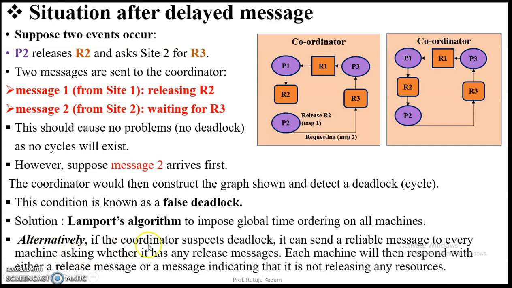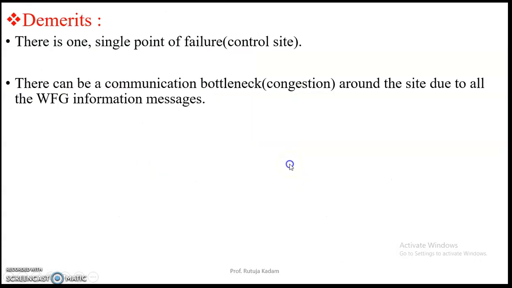Alternatively, if the coordinator suspects deadlock, it can send a reliable message to every machine asking whether it has any release messages. Each machine will then respond with either a release message or a message indicating that there is nothing to release. So this is how the centralized deadlock detection algorithm in distributed systems works.